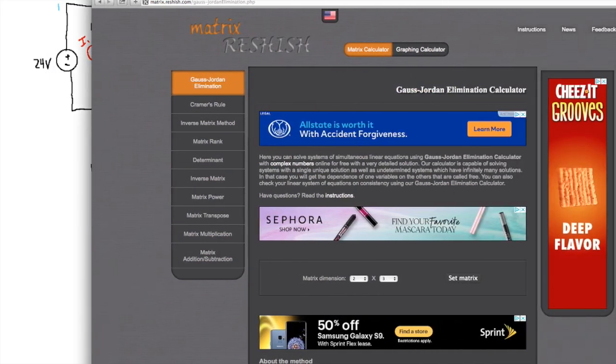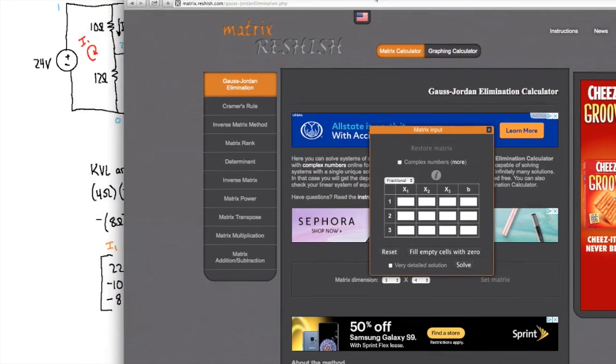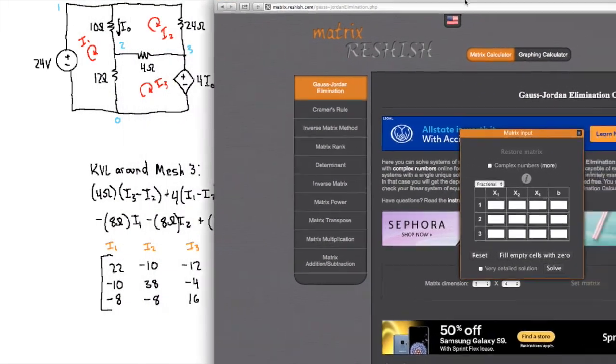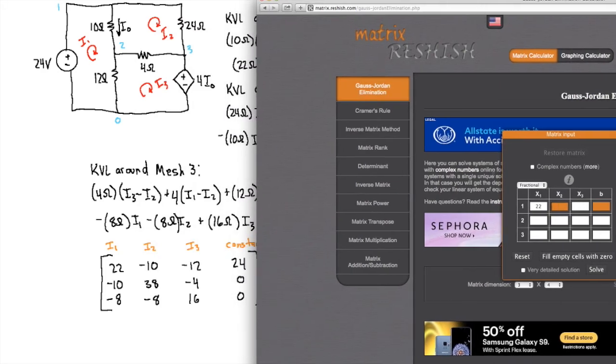So this is going to be a 3x4 matrix, 3 rows by 4 columns. Set matrix. So the first is 22, 22, and negative 10, negative 12, 24, negative 10, 38, negative 4, 0, negative 8, negative 8, 16, 0.